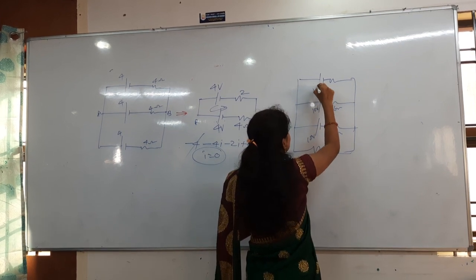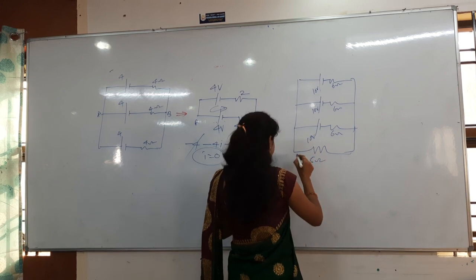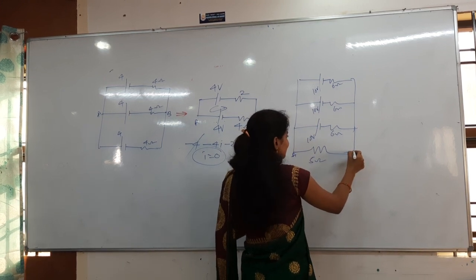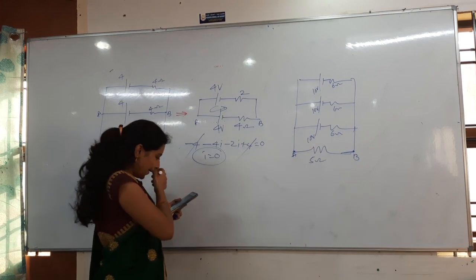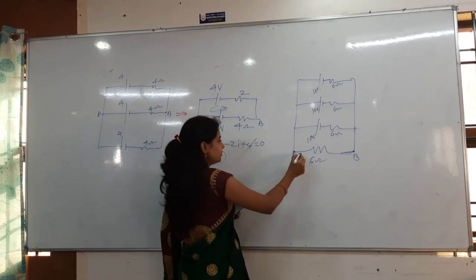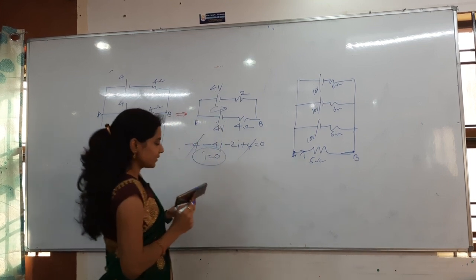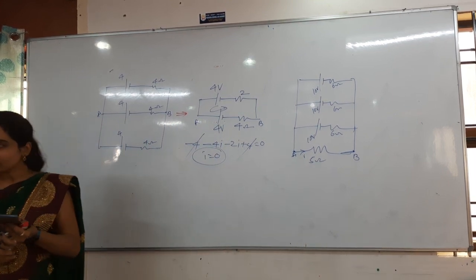Right. See this. Find the current across the 5 ohms resistor. How much? Yes, very good.